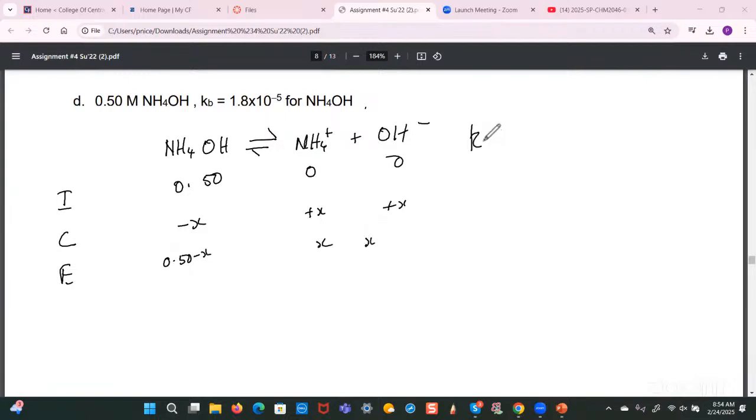Kb is going to be equal to the concentration of NH4 plus times the concentration of OH minus, divided by the concentration of NH4OH. Then we put in the different terms, X times X, or let me just say X squared, save myself the trouble.